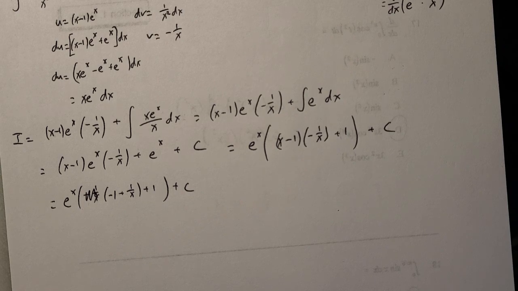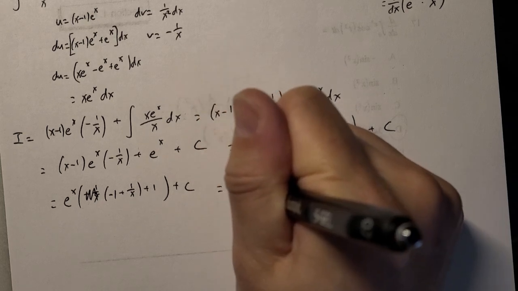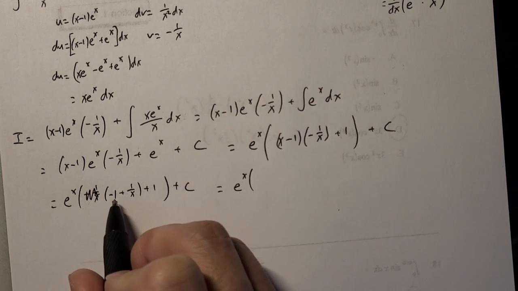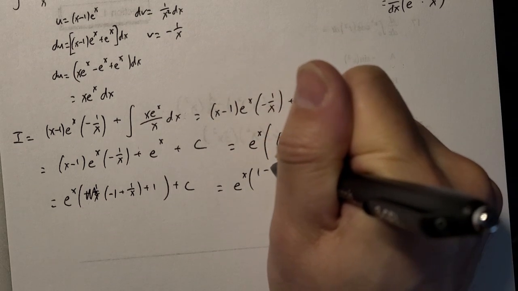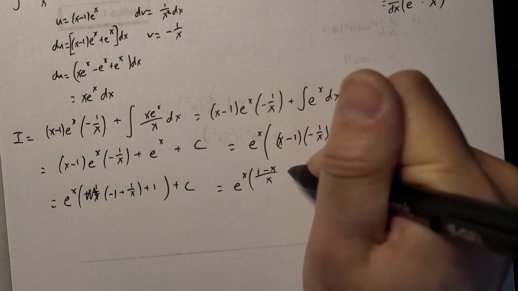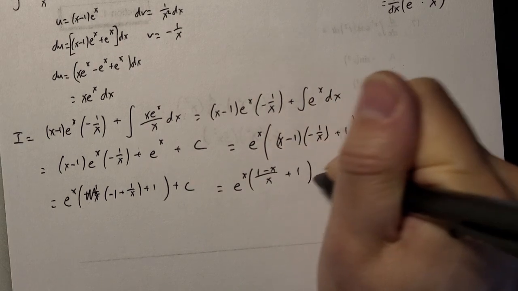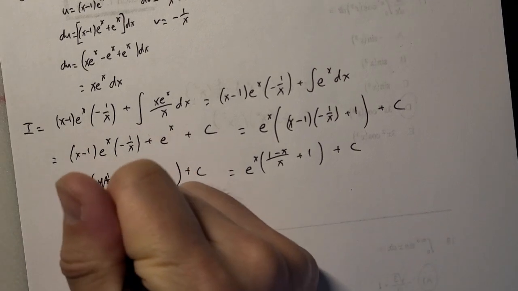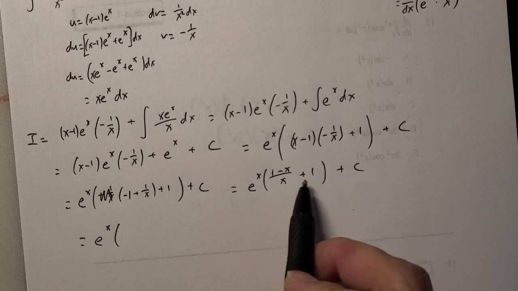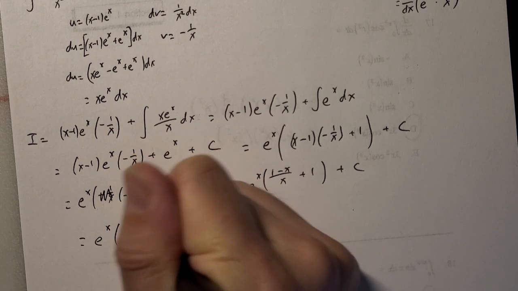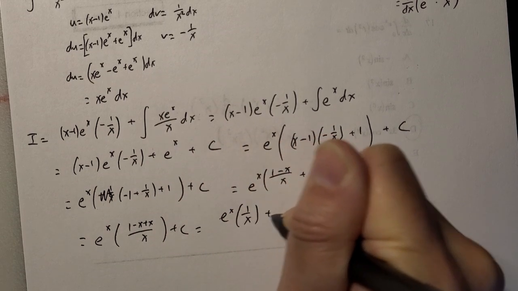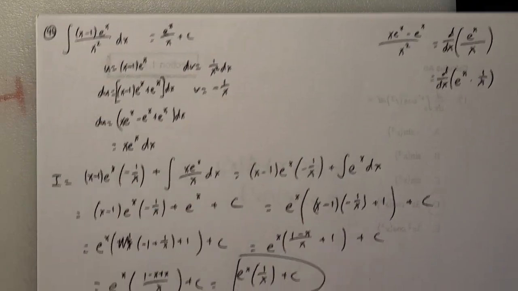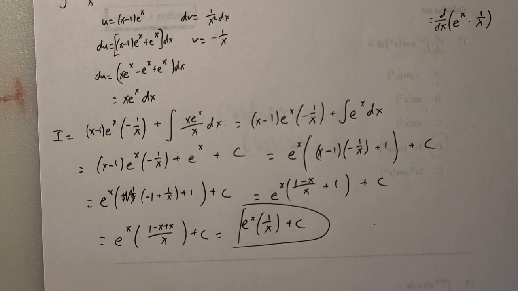Okay, so now we can rewrite this as e to the x times, let's combine these two fractions. I can make this as a fraction, minus x over x. So it'll be 1 minus x over x plus 1 plus c. We're almost there. I'm just doing tedious work to show you that it does come out nicely to that. Now let's make this as a fraction. So it'll be 1 minus x plus x over x plus c, which is e to the x times 1 over x plus c. And that's exactly what I was saying in the beginning. Okay? That's how I would solve this one.